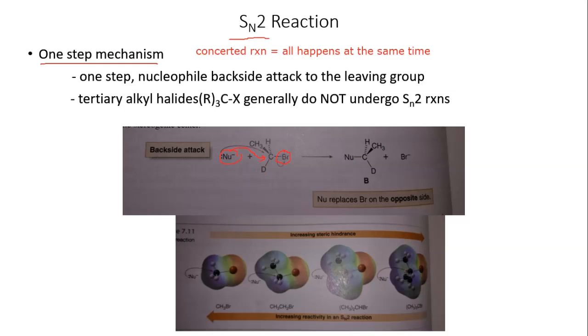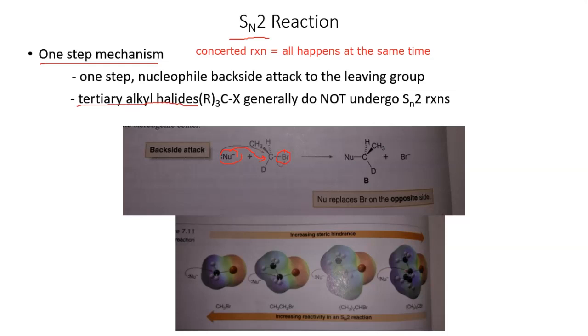And this is why primary and methyl alkyl halides only undergo SN2 mechanisms, because they're not bulky, so they can handle the backside attack. Now, tertiary alkyl halides do not undergo SN2 reactions because they're too bulky. Only SN1 for tertiary alkyl halides.